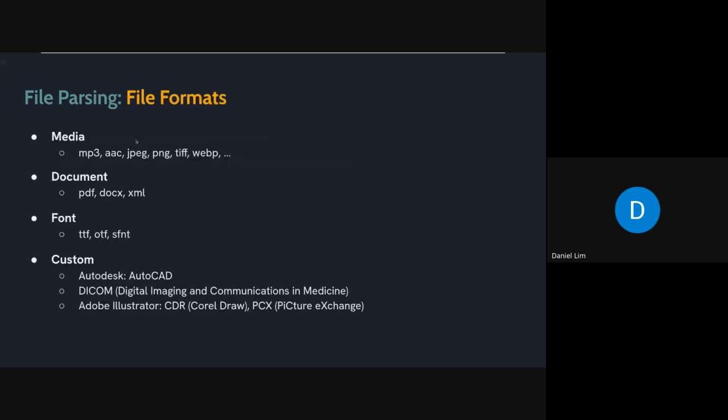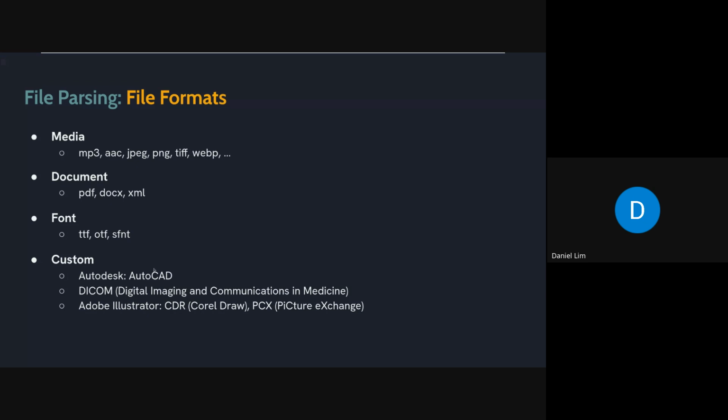So here are some examples of file formats. Just now I mentioned media, where there are a lot. For audio, there's MP3, AAC, and maybe 10, 20 more other audio formats. And then for images, there are also many. For documents, we have PDF, Microsoft Word, XML, and then for fonts, we have TrueType font, OpenType font, and this one is an old, legacy type that I'll share a bit about later.